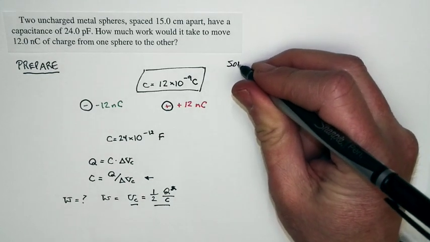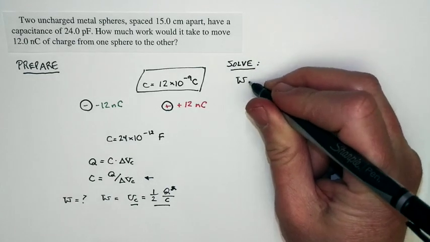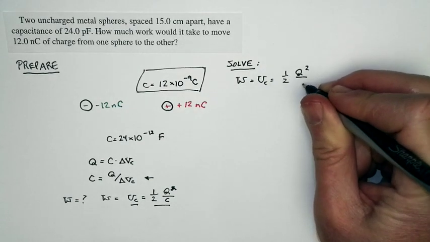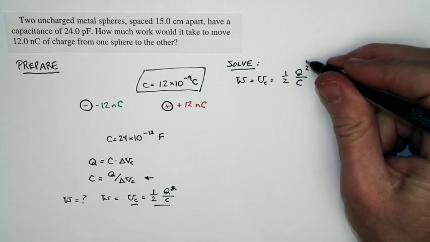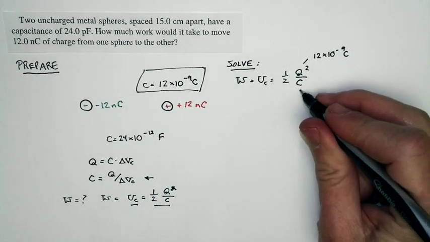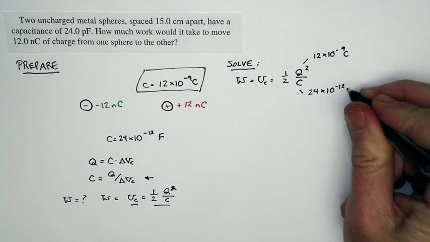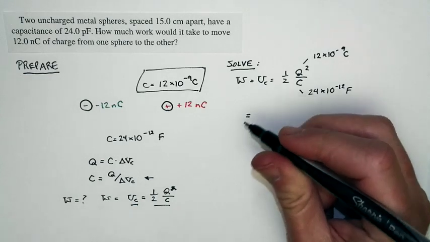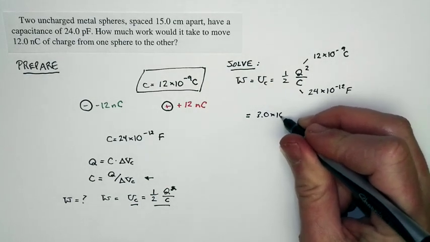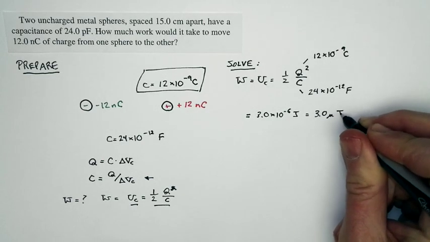So our solution is quite straightforward. All we do is say this, the work that's necessary is equal to the energy stored in the capacitor. It's equal to 1/2 times Q squared over C. What is the charge on the capacitor? That's 12 times 10 to the negative 9th coulombs. What's the capacitance? We're told the capacitance as well. We're told that it's 24 times 10 to the negative 12th farads. And so we end up with a work, which is equal to a potential energy of just 3.0 times 10 to the negative 6th joules, or 3.0 microjoules.